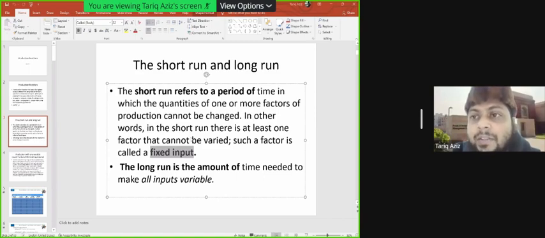So for example, if we have a factory, in the long run we can develop one more factory, we can purchase more land, we can purchase machinery, we can extend the capacity of our factory. So in the long run, all inputs are variable. In the long run, every input can be changed, but in the short run, only some of the inputs can be changed, not all. So this is how short run and long run periods are defined.